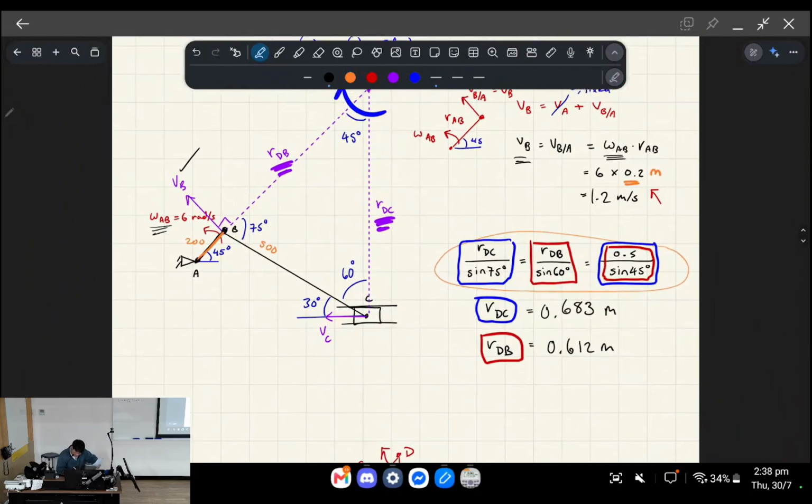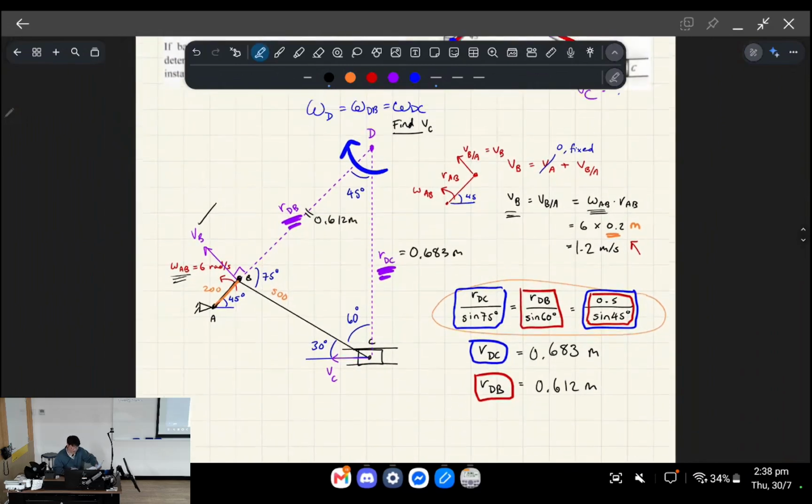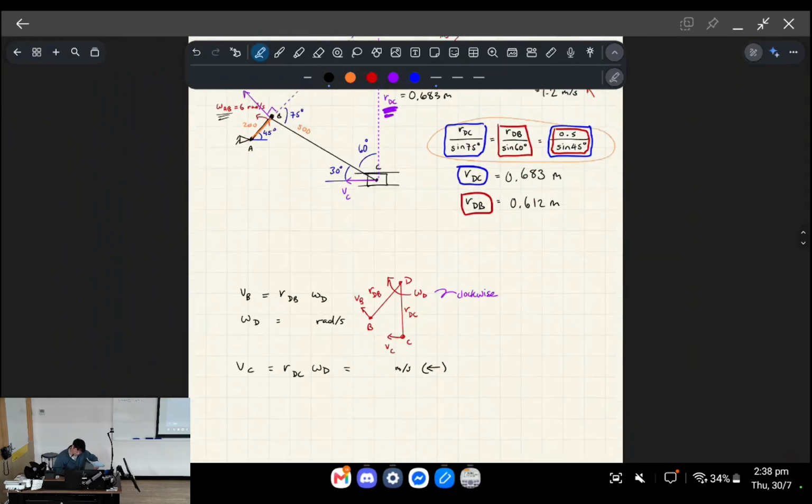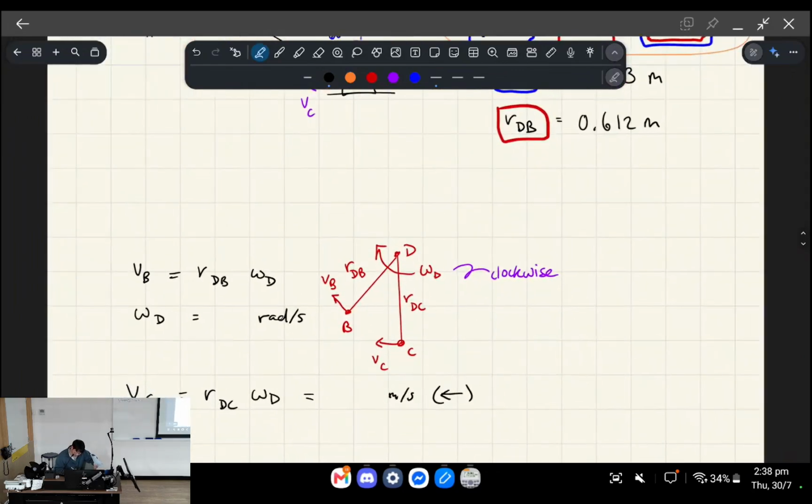So in other words, this one's slightly longer than this one. Okay. Any questions so far? Okay, so we've found the geometry, and now it's just a matter of finding out. Okay, so basically we know this, right? So now we know this. Sorry, that's V. We know VB. We know RDB now, we've solved that. We also know RDC. So we've solved for these three things.